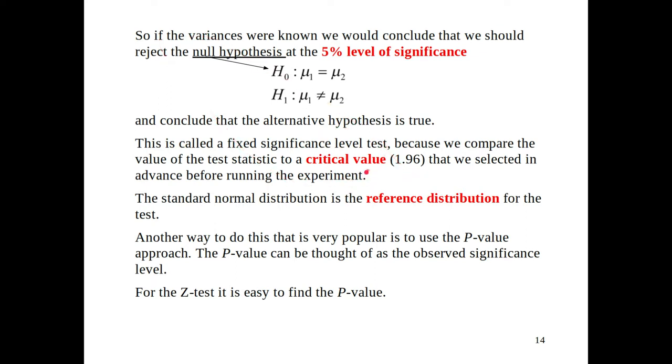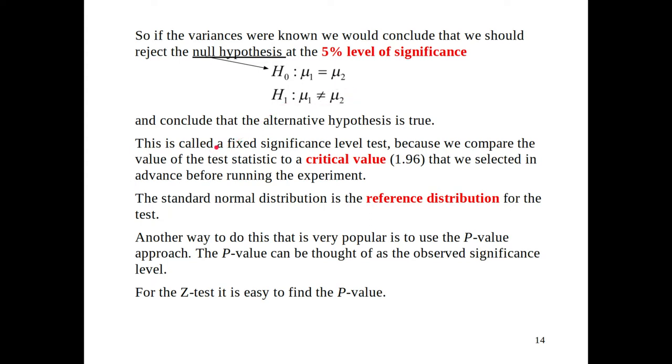And here is the summary that I just said. So if the variances were known, we would conclude that we should reject the null hypothesis at the 5% level of significance. So we should reject the null hypothesis of mu1 is equal to mu2 and conclude that the alternative hypothesis mu1 is not equal to mu2 is true.